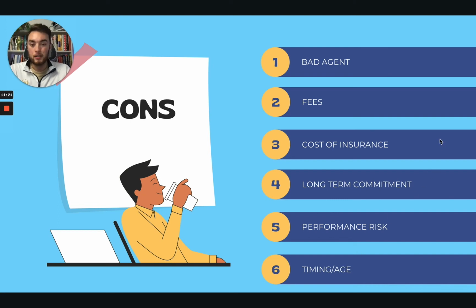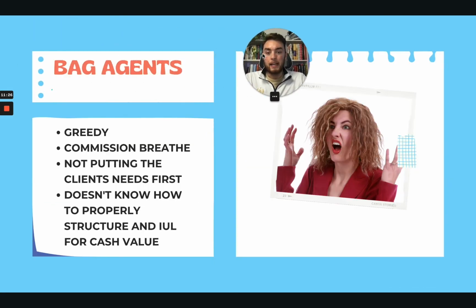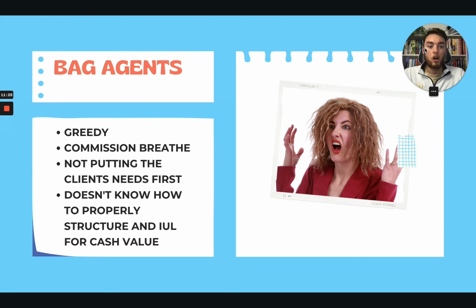So let's dive more into this. Again, like I was just mentioning, there are bad agents out there. Agents can be greedy. They could have commission breath. They could very well put their best interest before yours. Or you just get an agent who doesn't know what they're doing. They don't know how to structure an IUL properly for cash value accumulation.